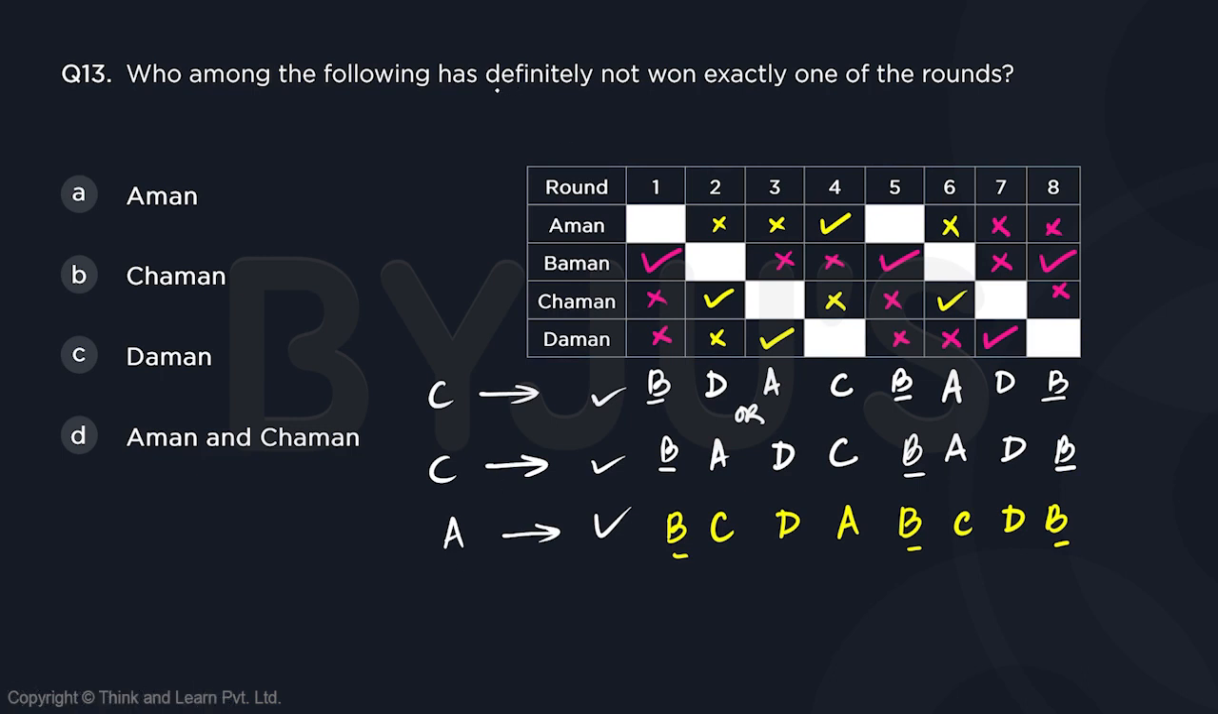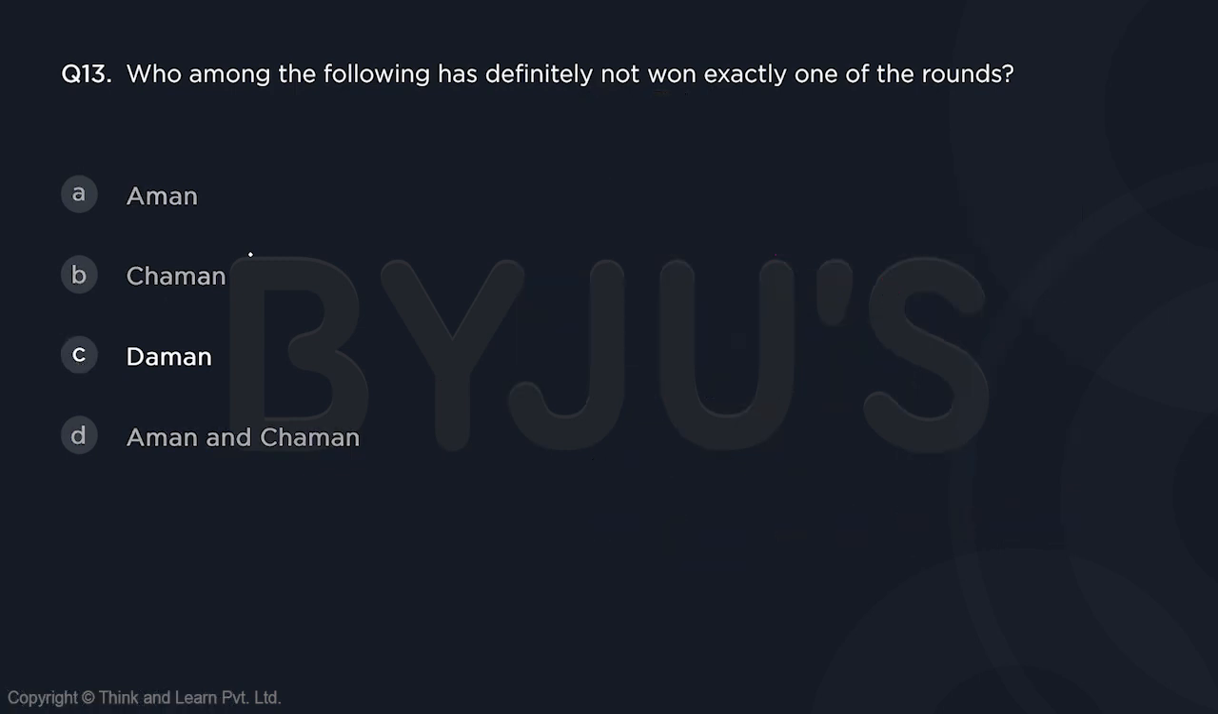So the question says, who has definitely not won exactly one? We can say that C and A could be the people who have won exactly one of the rounds. So it's B and D who could never have won only 1 round. They won more than 1 round, no matter which case we are talking about. Now, between B and D, B is not in the options, of course. So we will have to mark D. D is the closest or the most correct option from the given ones. So the answer is going to be option C, D, Daman.